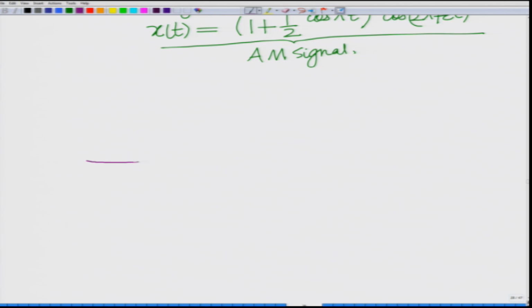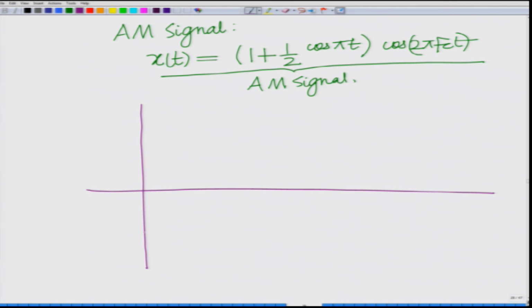Now, if we plot this, this will look something like this. Let me first draw the time axis. Now, if you look at this 1 plus half cosine pi t, the maximum value of this is 3 by 2 when cosine pi t equals 1, and the minimum value of 1 plus half cosine pi t will be half when cosine pi t is minus 1. So, this varies between half and 1.5, that is 3/2.